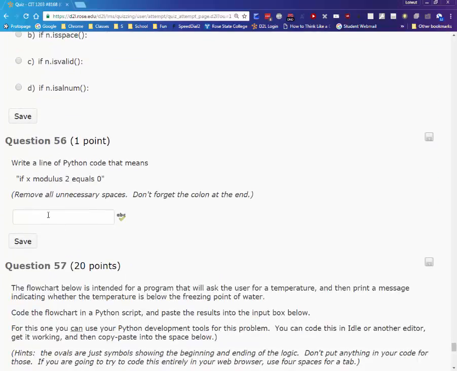And here we go. Here's the other one that a mystifying number of people got wrong. I'm not going down on you if you did, but if x modulus 2 equals 0. You use 2 equals because this is an if statement. If you put 1 equal, I gave you majority credit, but I didn't give you full credit. If you got the syntax more incorrect than that, then you got less credit.